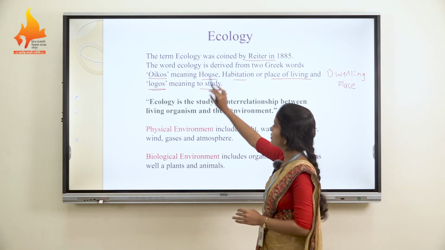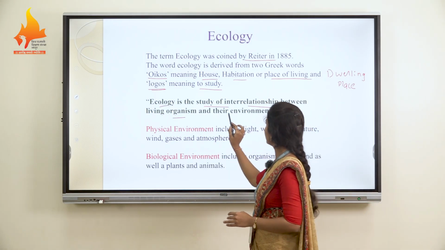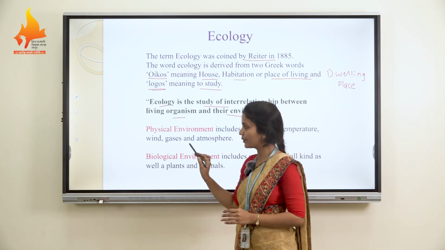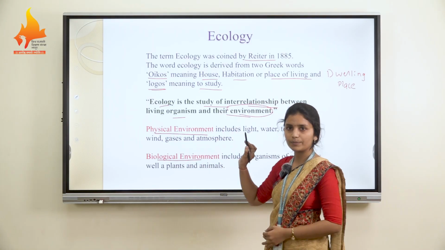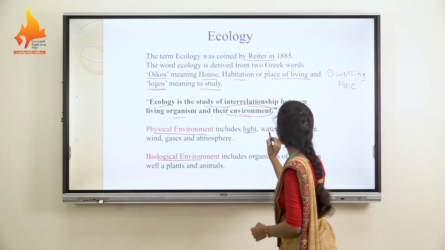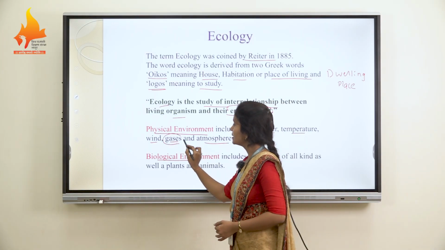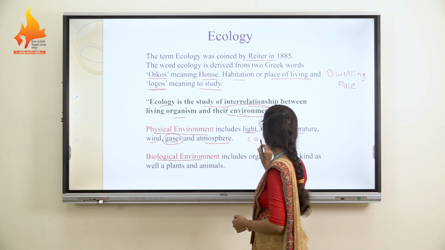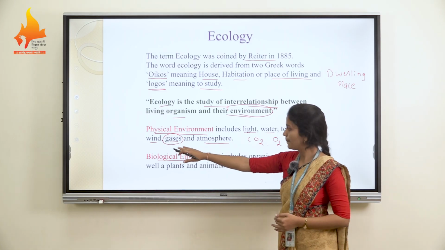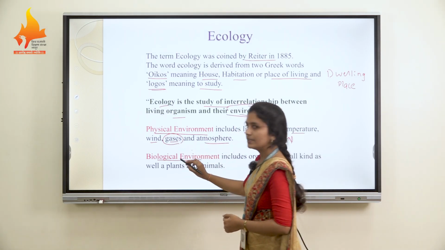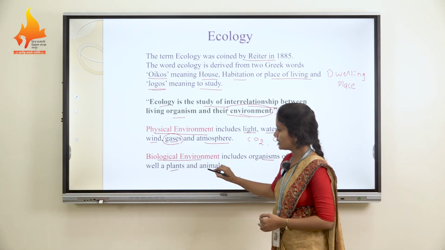Then the definition of ecology is the study of the interrelationship between the living organism and their environment. It's called ecology. Okay, and that environment includes the physical environment as well as the biological environment. The physical environment includes light, water, temperature, wind, gases and atmosphere. And in that, gases like CO2, that is carbon dioxide, then oxygen, nitrogen, all these gases are included in the atmosphere or the physical environment. Then the biological environment includes organisms of all kinds, that is plants as well as animals.